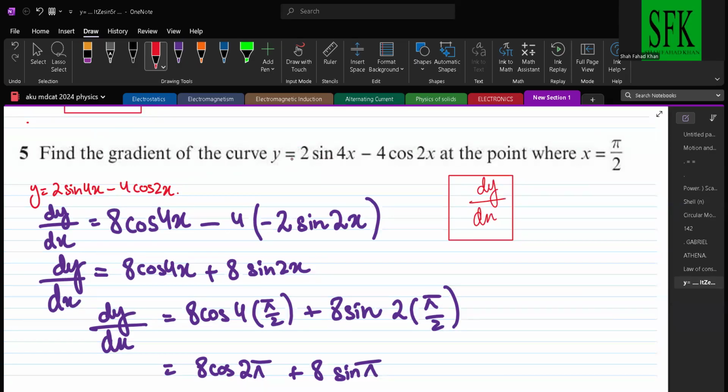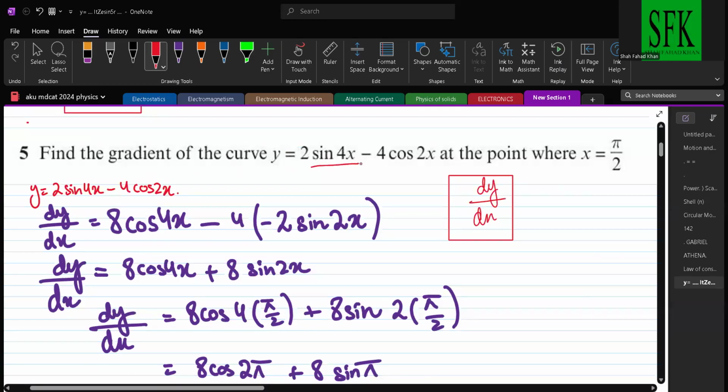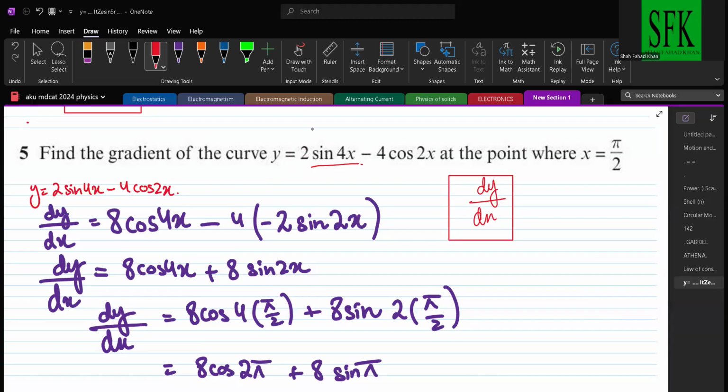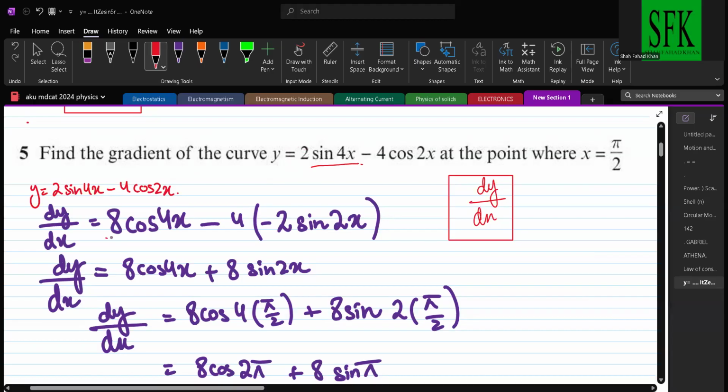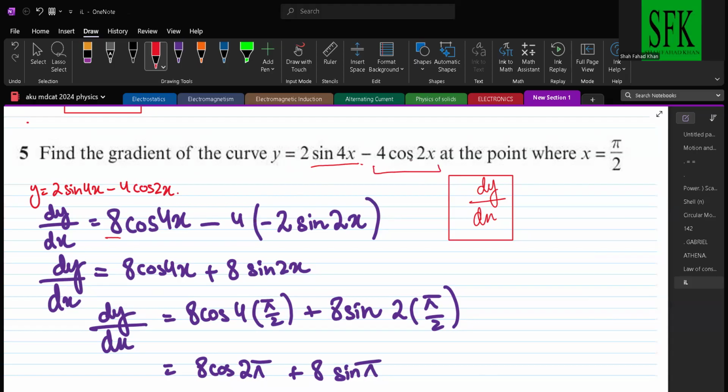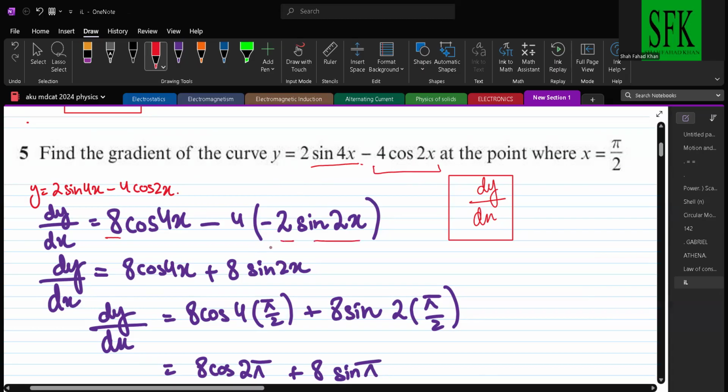Dy by dx in this case is going to become, now sine 4x, if you differentiate that, that's going to become cos 4x multiplied by 4. But you already have a 2 over here, so the 4 multiplied by 2 is going to result in an 8 over here. So 8 cos 4x minus, now you have to also differentiate this component, 4 copied as it is. But what about cos 2x? Cos 2x is going to be written as minus sine 2x multiplied by 2. So minus sine 2x multiplied by 2.